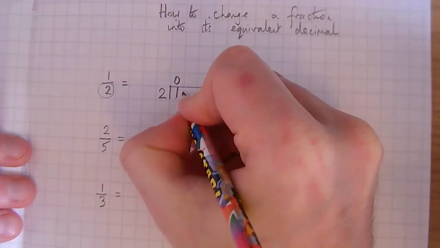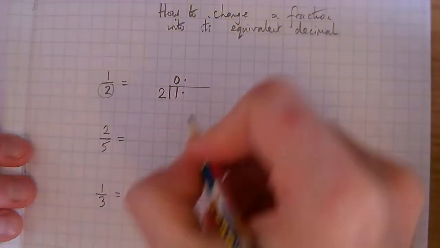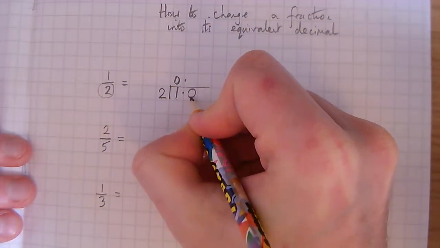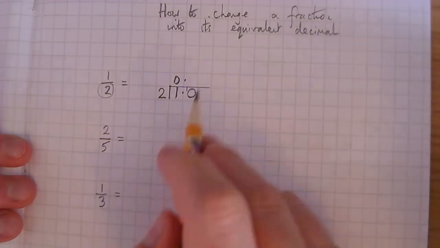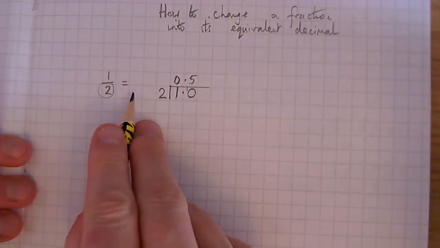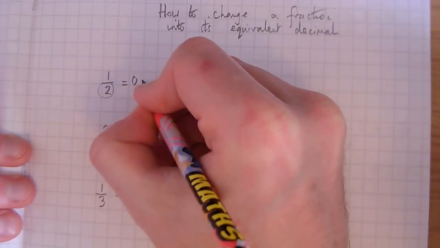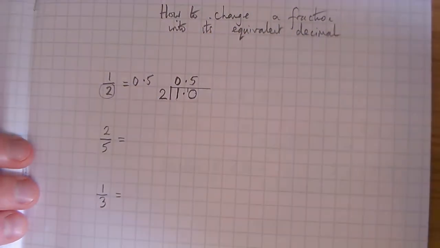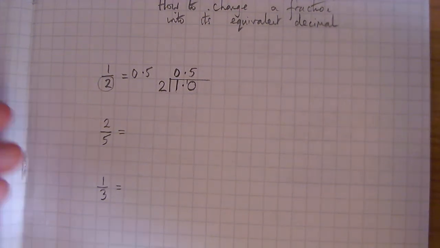Then we can put our decimal point there, make a 0, and that 1 goes on the shoulder. How many 2's go into 10 is 5. So you can see a half equals 0.5.